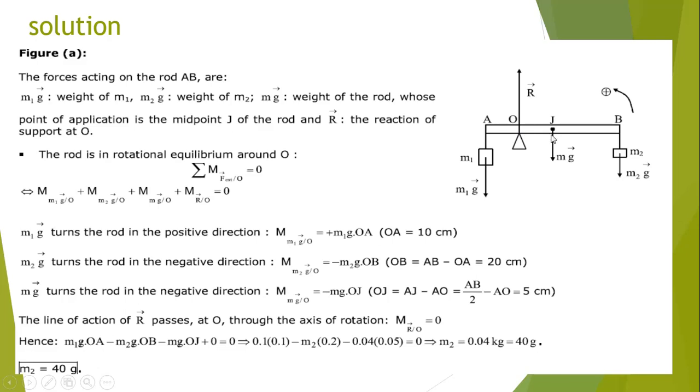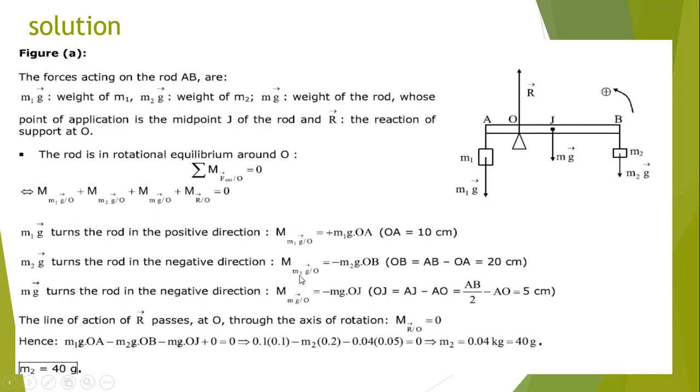If we consider that the weight of the rod only acts on the rod at J, we notice that the rod rotates in this direction, so in negative direction, so its moment should be negative and equal to minus M rod times G times the distance OG. The line of action of the reaction of support cuts the axis of rotation, so R has no moment, or the moment of the reaction of support is equal to 0.